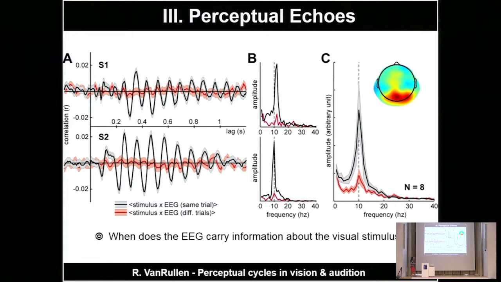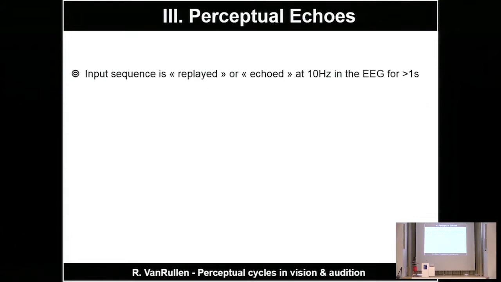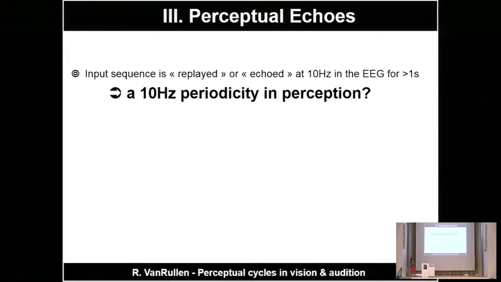Well, what we see and what was surprising to us is that it's not just at two or three early moments that would correspond to the peaks and troughs of classic event-related potentials, but in fact at many periodically recurring delays, right? At 600 and 700 and 800 and 900 milliseconds. And what this means, in other words, is that all of the little fluctuations in the input sequence are being replayed or echoed or reverberated in the brain every 100 milliseconds and up to very long lags beyond 1 second. And to us, that was another clear evidence for a periodicity in perception, this time at 10 hertz.